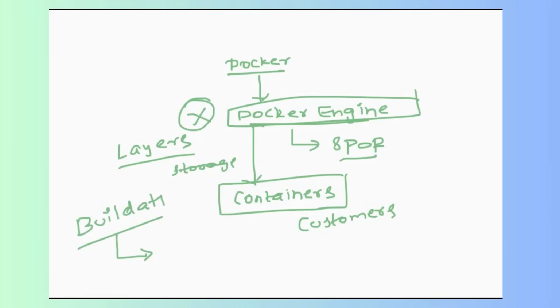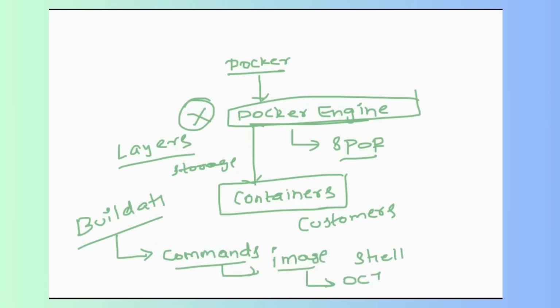Buildah basically works a lot on commands, so you don't have to write something like Dockerfiles. In Buildah, you can basically write a shell script, and in the shell script, you can put all of the Buildah commands and it would create an image for you. And this image can be a Docker image or any other OCI compliant image. So Buildah also supports Docker images. You can also create Docker images using Buildah.